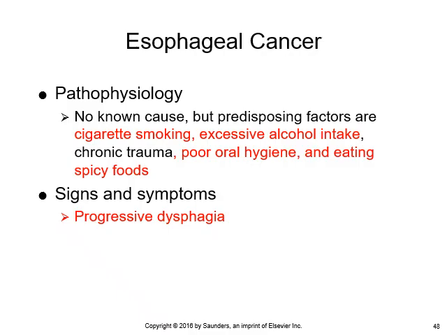Cancer of the esophagus. There is no known cause, but predisposing factors are cigarette smoking, excessive alcohol intake, chronic trauma, poor oral hygiene, and eating spicy foods. Signs and symptoms: the patient will have progressive dysphagia, or difficulty swallowing.